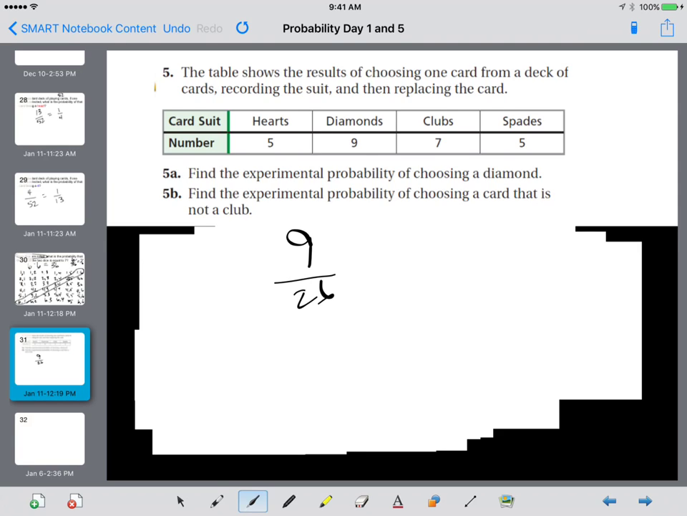Finding the experimental probability of choosing a card that is not a club. Well, if there's 26, that would be 19 out of 26. So there's part A, there's part B.